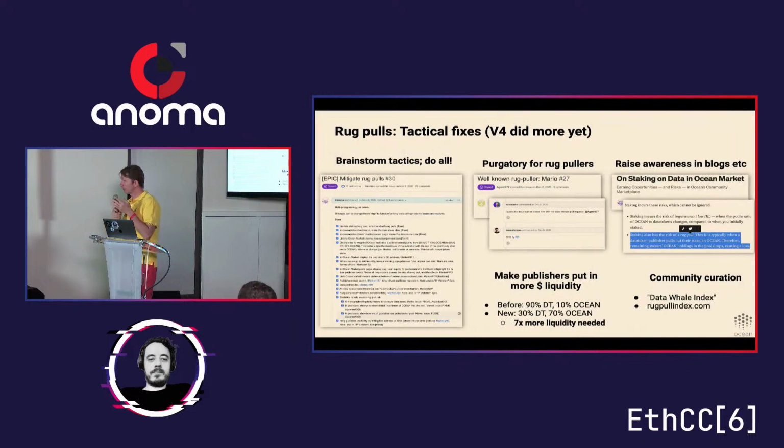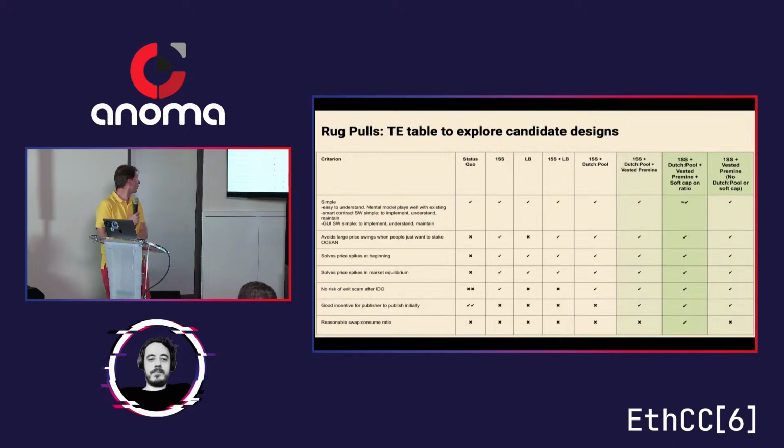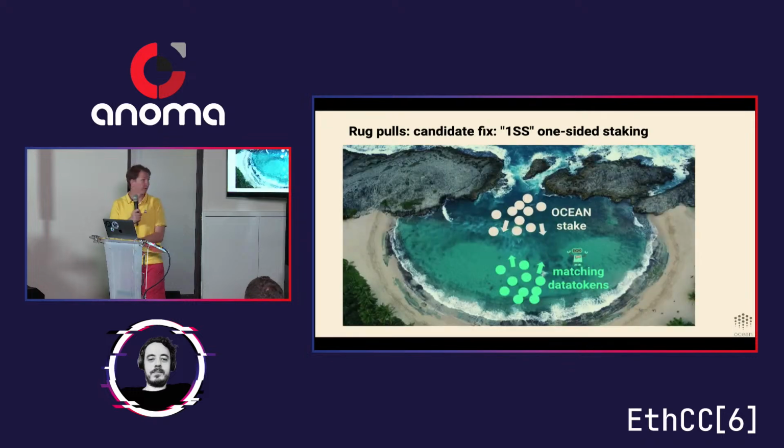But we realized there was still maybe a more definitive answer, and that led us down the path towards Ocean v4. In Ocean v4, we wanted to definitively solve rug pulls. So once again, we did the token engineering game. We wrote a bunch of different specs and constraints, and went through a whole bunch of different designs. One-sided staking, liquidity bootstrapping, an idea from the Balancer community, combining those two things, Dutch auctions with pools, vested pre-mines, more stuff. We arrived at the thing on the far right after many iterations, and then we built it, right?